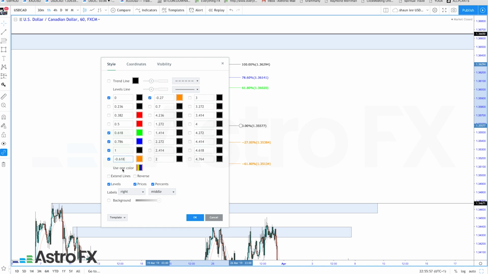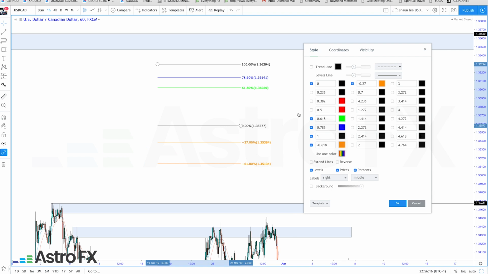Type this in, minus 0.618, check. Up here, minus 0.27, check. The rest unchecked. Levels, prices, percents, check. Labels, right, middle. Background, off, it's a distraction. And that is it.